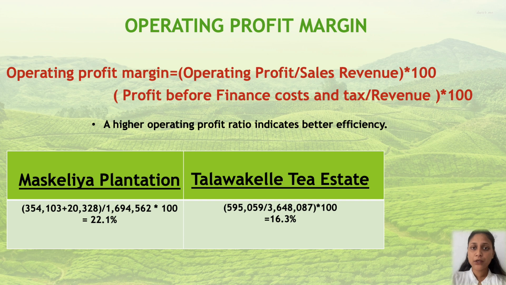Therefore, compared to Muskelia Plantation, Thalawakele Tea Estate has lower operational efficiency before considering financing costs and taxes. Therefore, Muskelia Plantation is better in terms of operating profit margin.